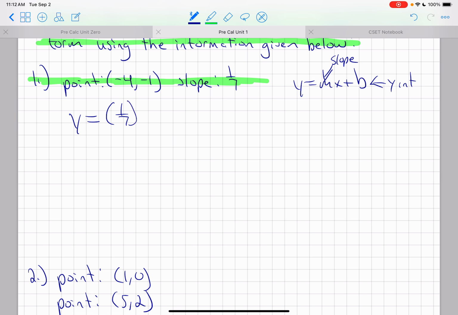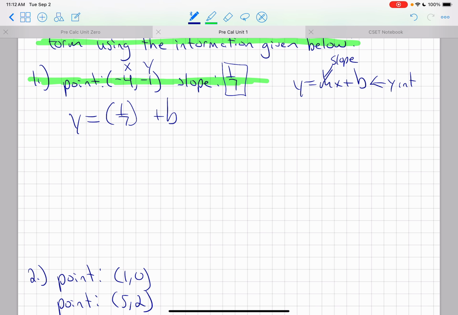Anyway, so we have 1/7 x plus b, all right, because that's the slope. I plugged that in. They already told me what that is. Then I'm like, well, I got to find b, but what else do I know? I know I have an x and I have a y, so I'm going to plug those in. So let me go ahead and plug those in.